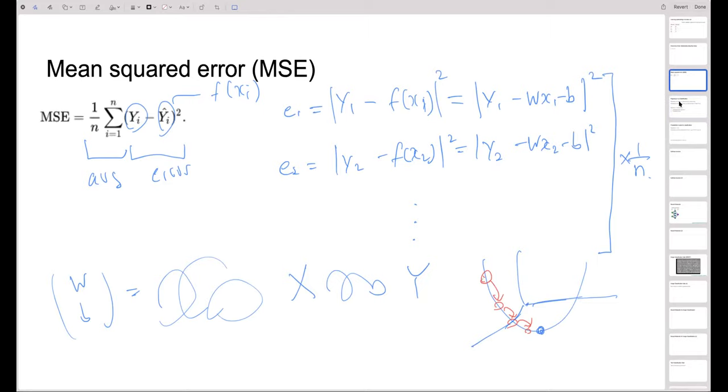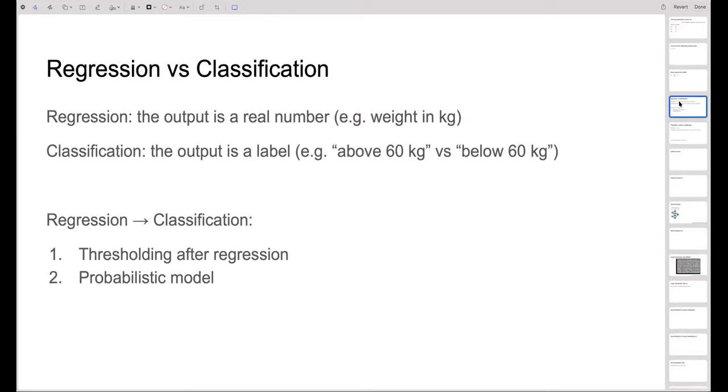Okay, so next thing is that we now see what the regression is. Basically that's when the output is a real number.